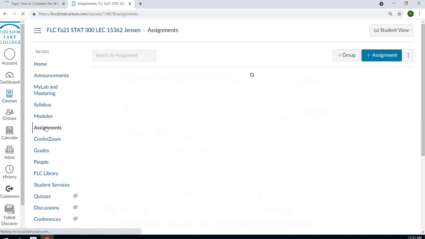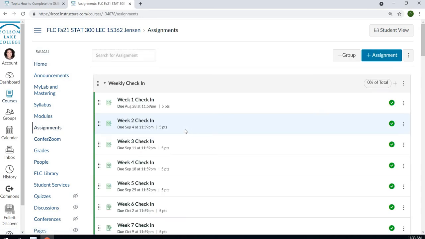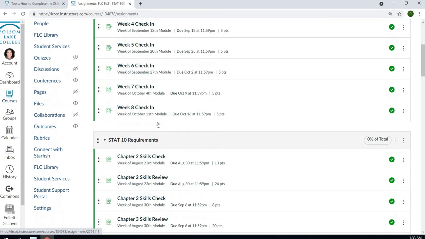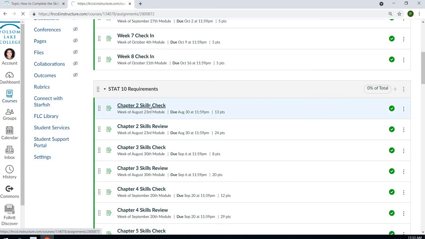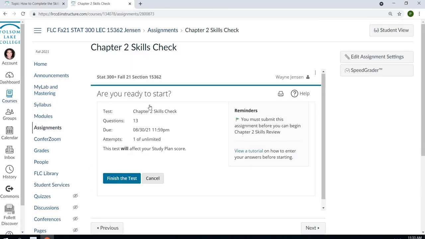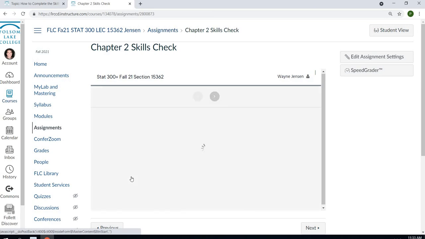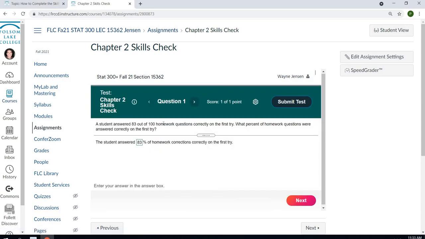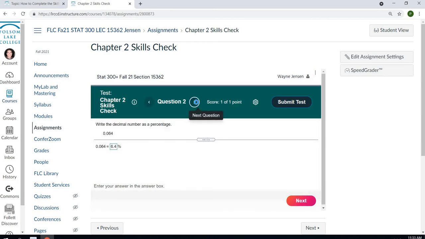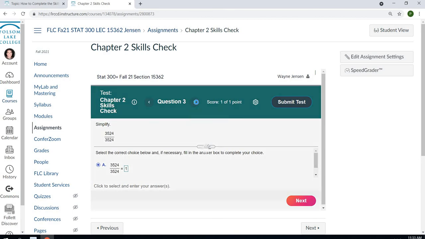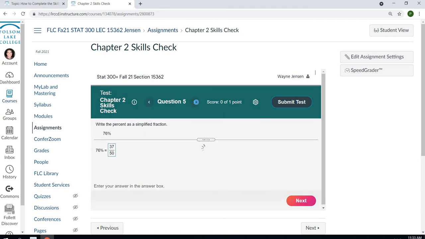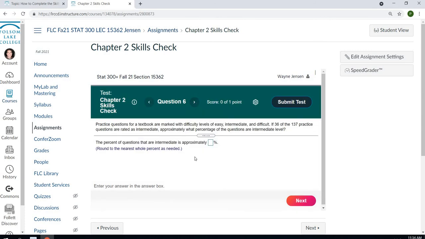Let me go to assignments this way and say, you know what, I was working on that chapter 2 skills check. And let's see if it remembers what I was able to do. Finish the test. Okay, so it knows that I started it. And so if we come in here and we start looking at the questions, look at this. All my answers are here. All the ones that I've already committed to. And I could change them and all of that. So there's no magic save button.